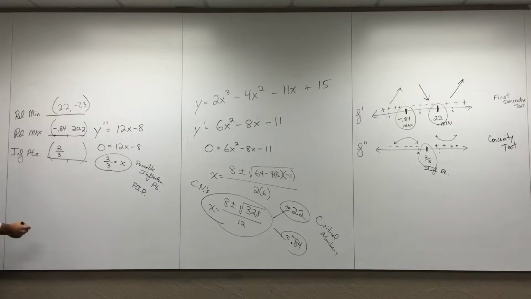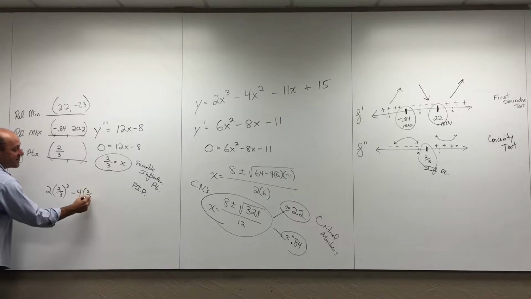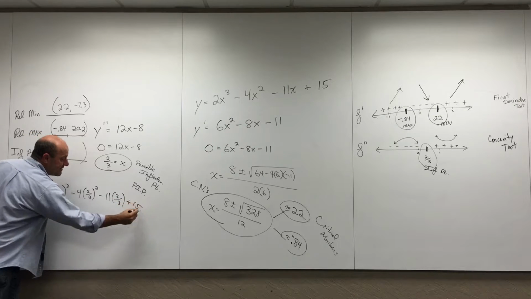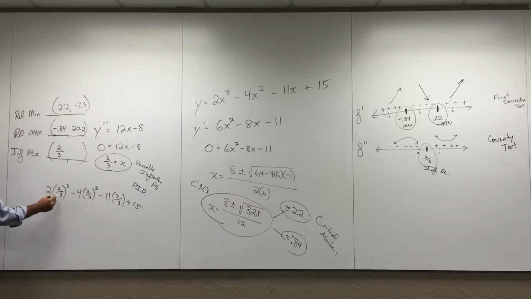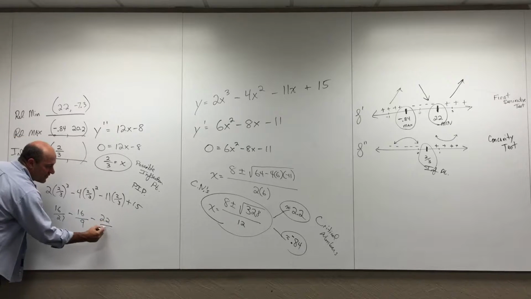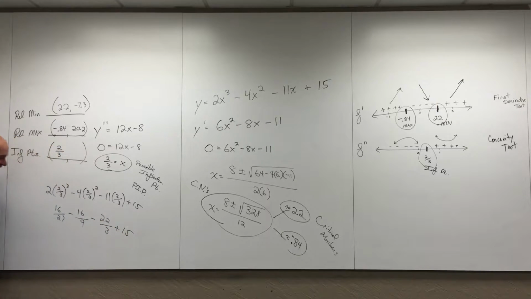You could do the 2/3 exactly if you had some guts. 2/3 cubed, everybody knows what that is. 2/3 squared, everybody knows what that is. 2/3 here, plus 15, oh my God. That's 8, that's 16/27 minus 16/9 minus 22/3 plus 15. I guess you could get a common denominator of 27 and add all that up. 175 over 27. Okay, thank you.